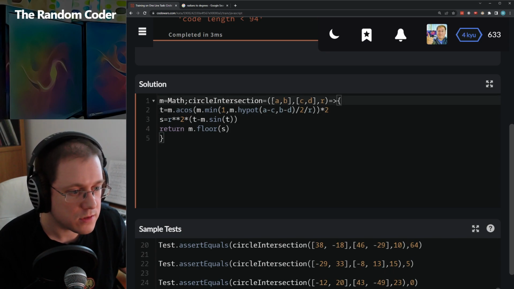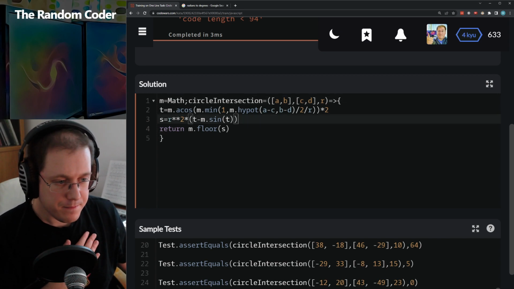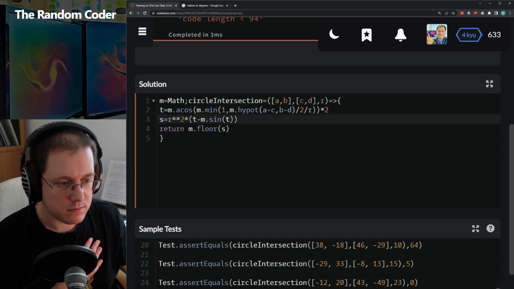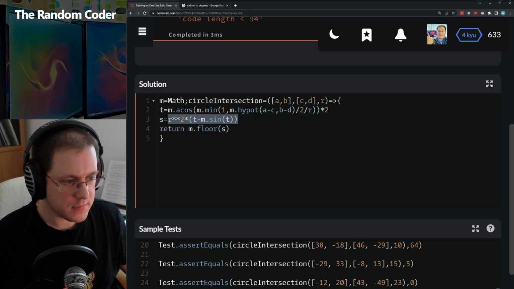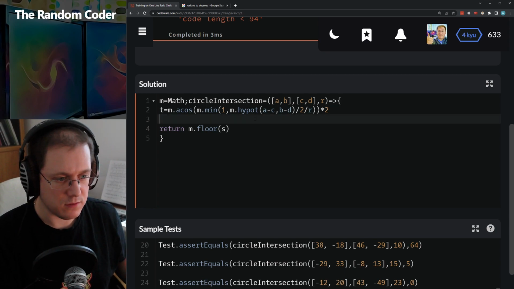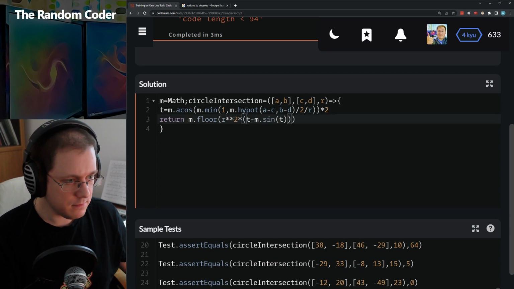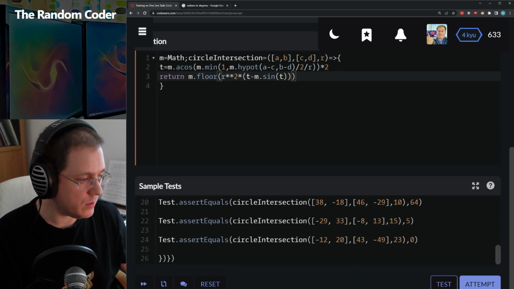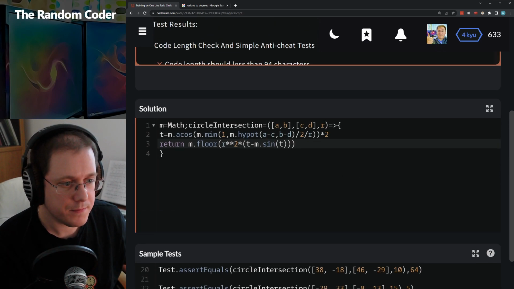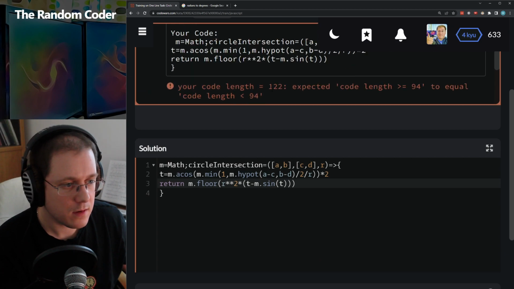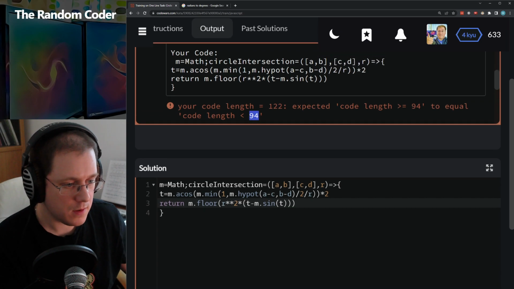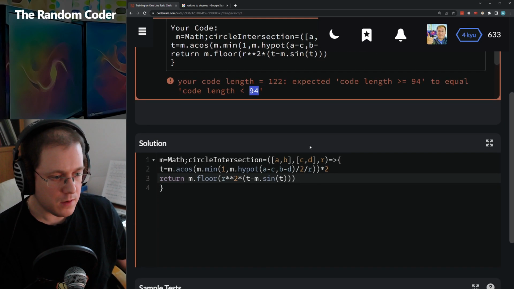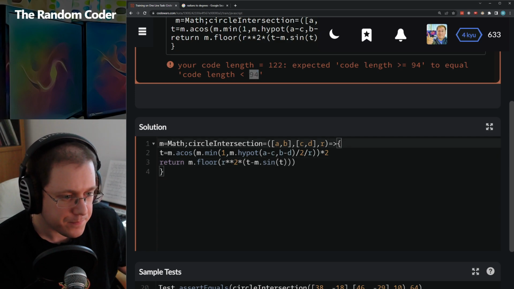Right then, what else can we do? Well, assigning this variable is not needed either, so we can actually get rid of this whole line, stick that in there. So we'll go from 126 to 122. Okay.